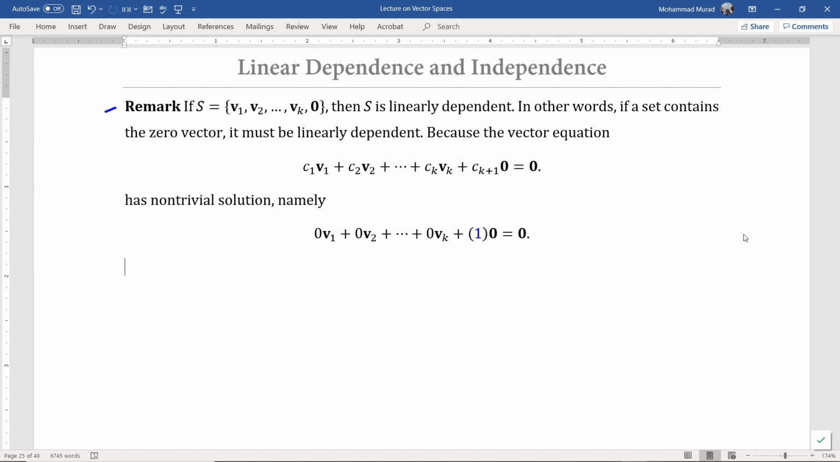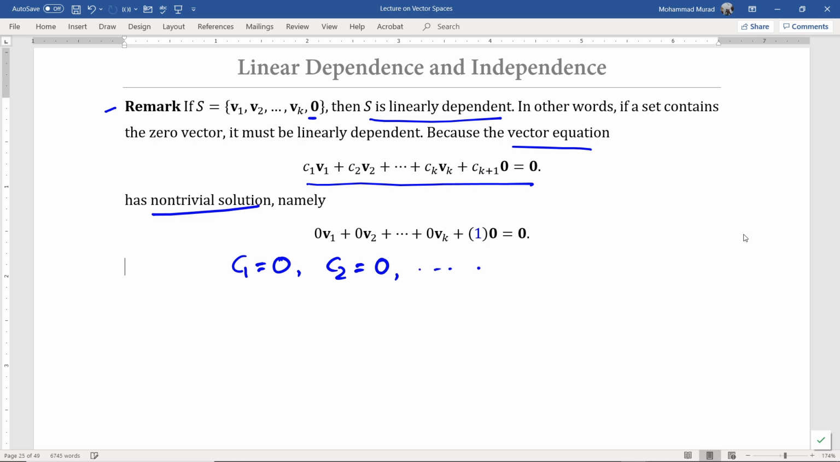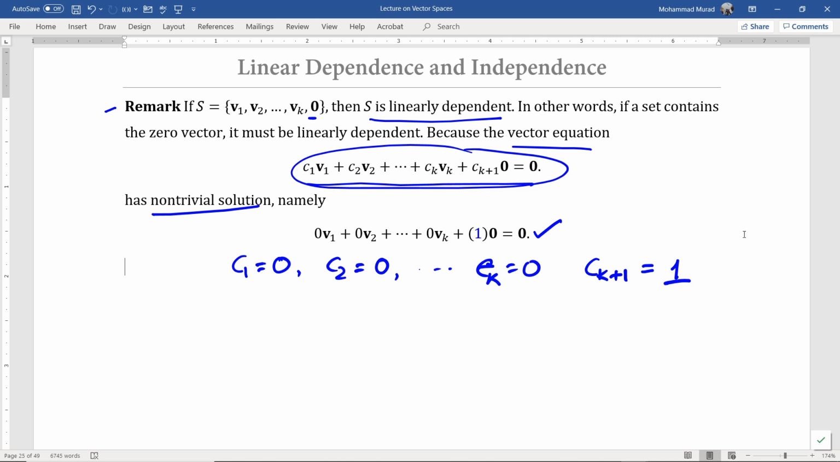Remark: if S contains the zero vector, then S is linearly dependent. So any subset S of a vector space V containing the zero vector must be linearly dependent, because the vector equation has a non-trivial solution. Namely, we can assign C sub 1 equals 0, C sub 2 equals 0, all the way up to C sub k equals 0, but we can assign C sub k plus 1 to be equal to 1. And we see the equation still holds true. So the equation has at least one non-trivial solution.